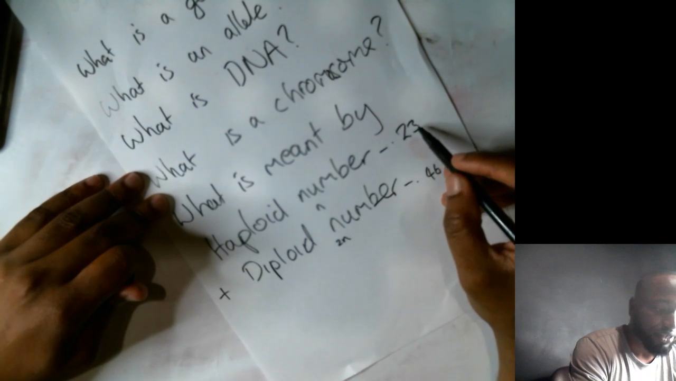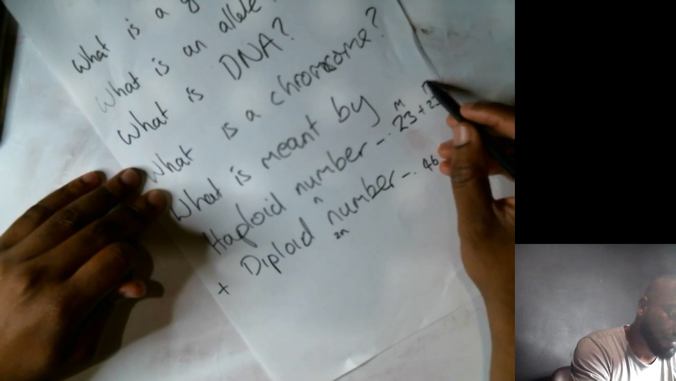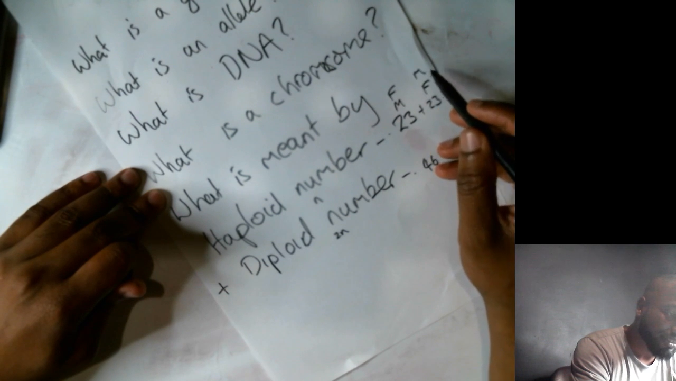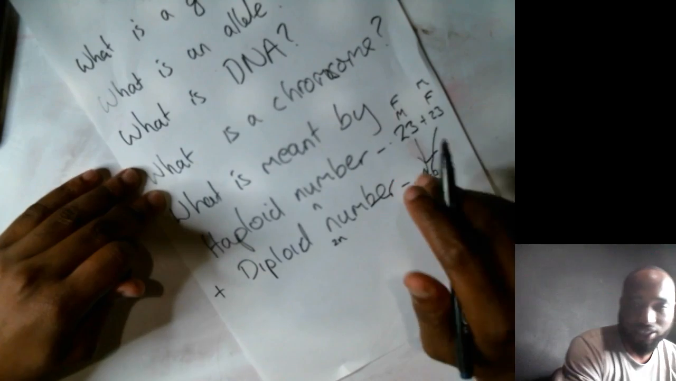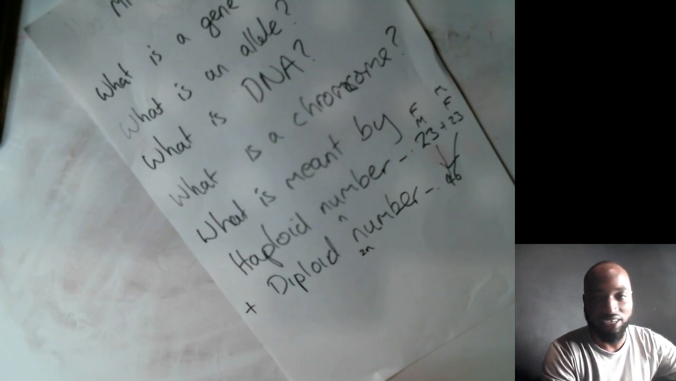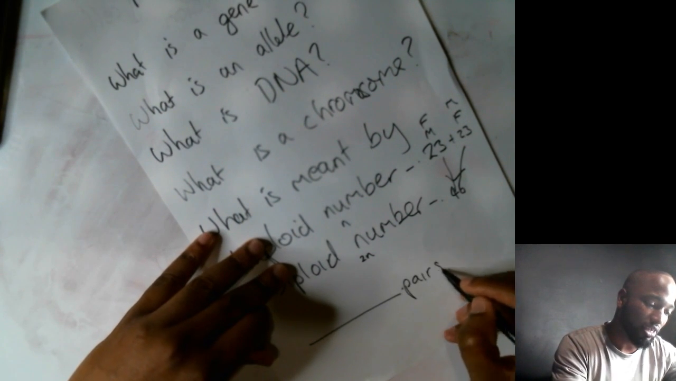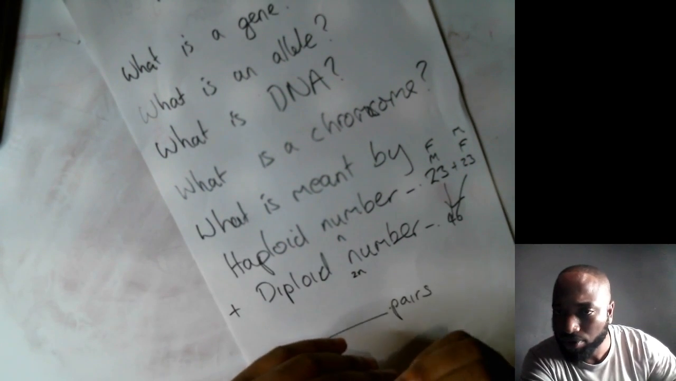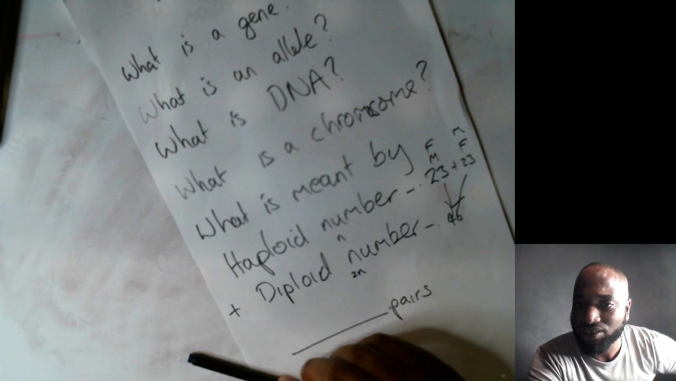Remember 23 plus 23, the male plus the female, the father plus the mother, is going to come together and give you that 46. And it's like pairs. That's why we say chromosomes occur in what kind of pairs? Mitosis, diploid, meiosis. Alright, good.